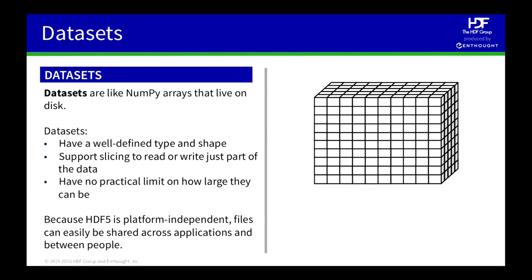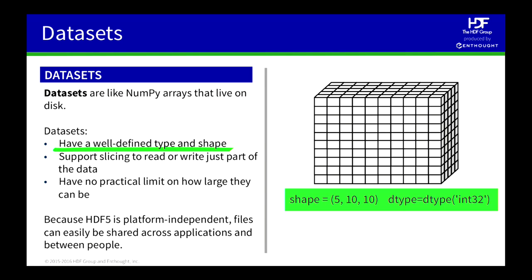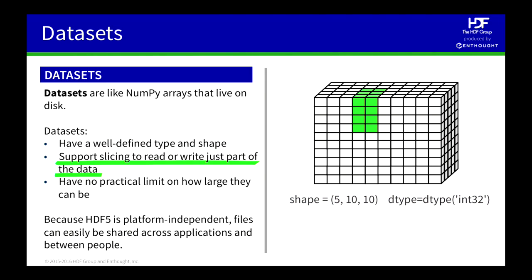To start with, datasets are the mechanism in HDF5 for storing large quantities of numerical data. You can think of them as NumPy arrays that live on disk. Just like NumPy arrays, datasets have a well-defined shape and type, and they can be sliced. In other words, they support partial access, and you can read only the portion of that data that you want. This is very important because in HDF5, there's no practical limit on how large a dataset can be. It's very easy to create and manage multi-terabyte datasets in HDF5.